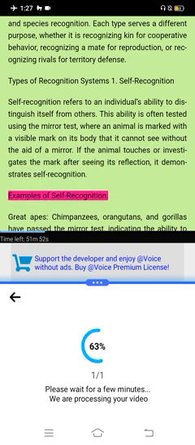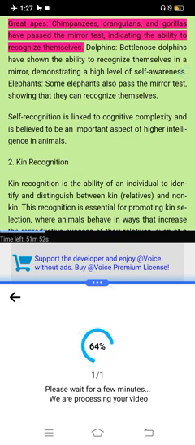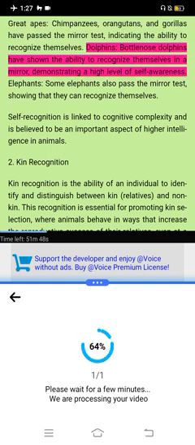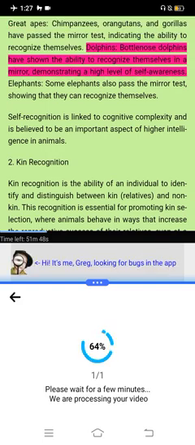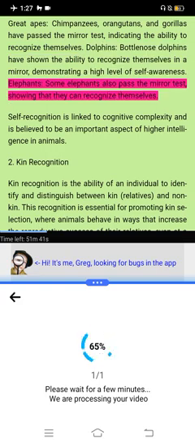Examples of self-recognition. Great apes: chimpanzees, orangutans, and gorillas have passed the mirror test, indicating the ability to recognize themselves. Dolphins. Bottlenose dolphins have shown the ability to recognize themselves in a mirror, demonstrating a high level of self-awareness. Elephants. Some elephants also pass the mirror test, showing that they can recognize themselves.